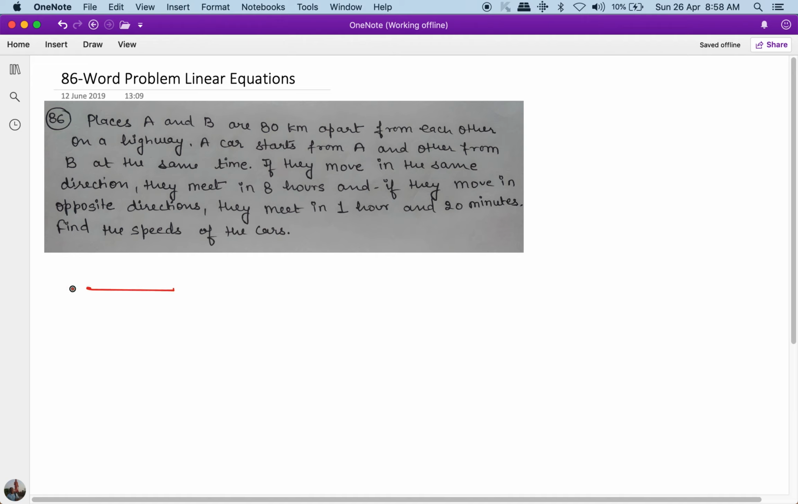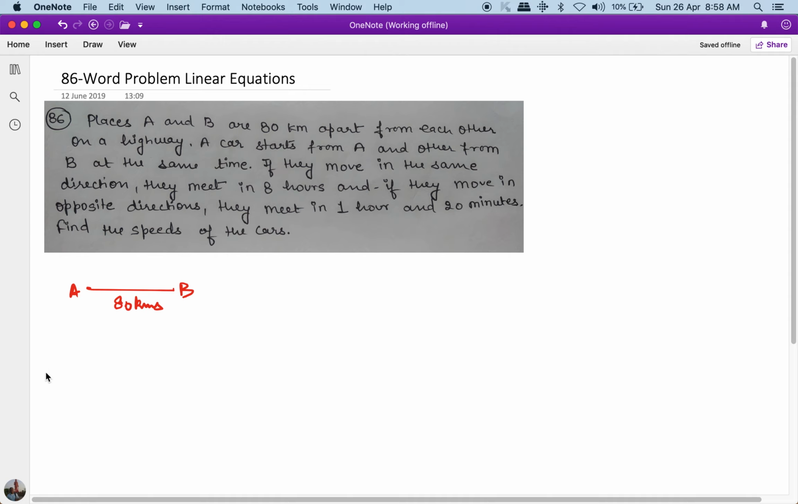There are places A and B that are 80 kilometers apart, okay? So this is 80 kilometers apart. A car starts from A and another from B at the same time, and if they move in the same direction, they may meet in 8 hours, and if they move in the opposite direction, they meet in 1 hour 20 minutes. Find the speed of the car.